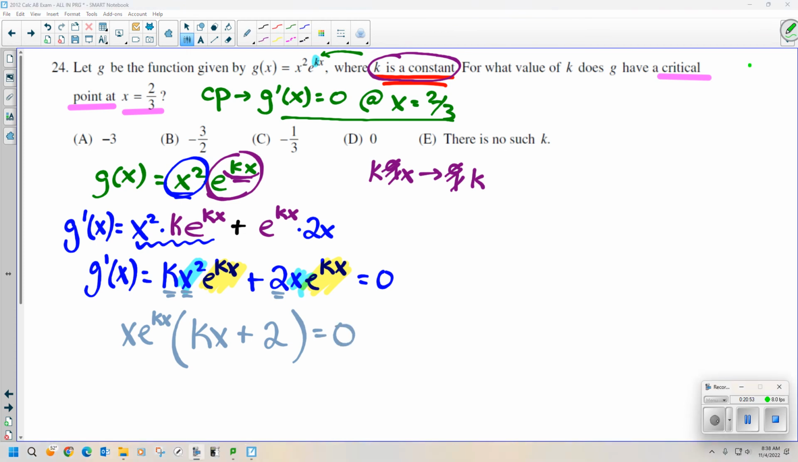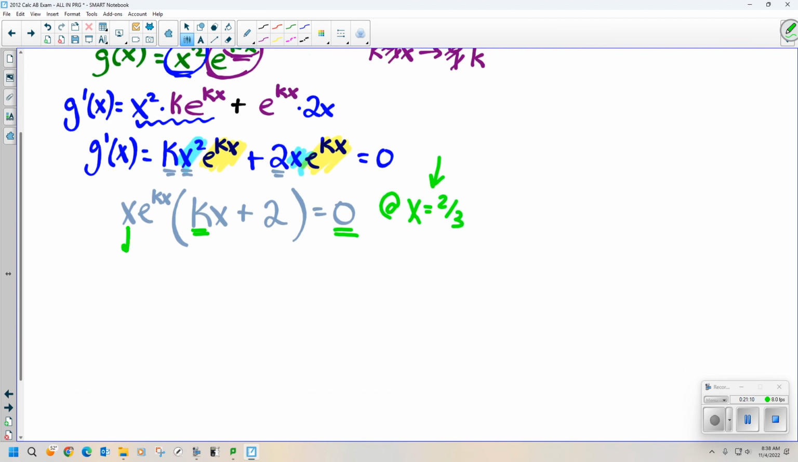So let's now solve for this at an x value of 2/3. Because remember, I want to solve for k that would make this 0 under this condition that x is 2/3. Okay, so we have 2/3 e to the k times 2/3, times k times x, which is still 2/3, plus 2 equals 0.